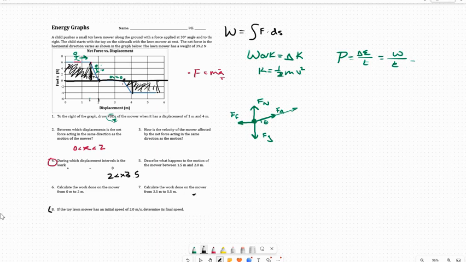And last but not least, we tie this all together. If the lawnmower has an initial speed of 2 meters per second, determine its final speed. Now, this is going to be a little bit trickier because you have to think about the idea that work in the entire system is our change in kinetic energy. Now, we do actually know the weight of the lawnmower. That's the weight, though. It's not the mass. And so if we're talking K final minus K initial, I do know the speed is 2 meters per second, and we know that K is 1/2 mv squared.